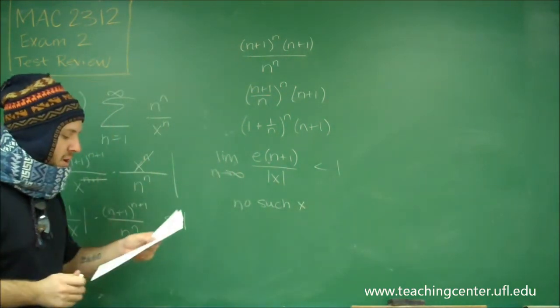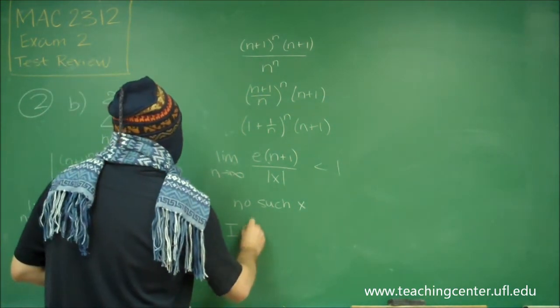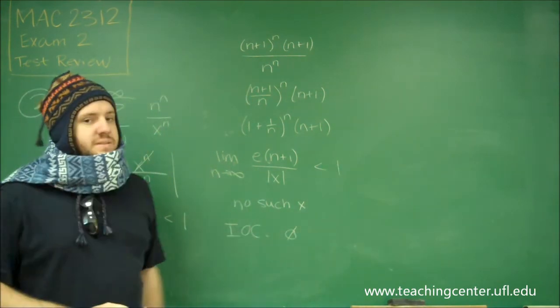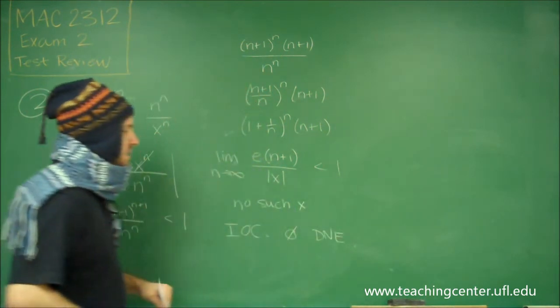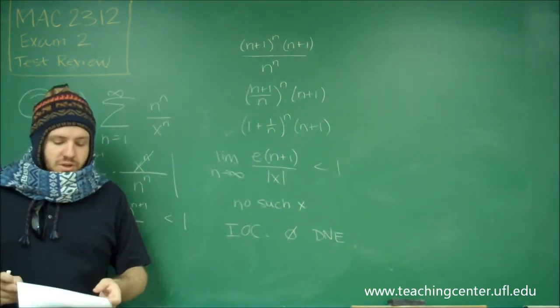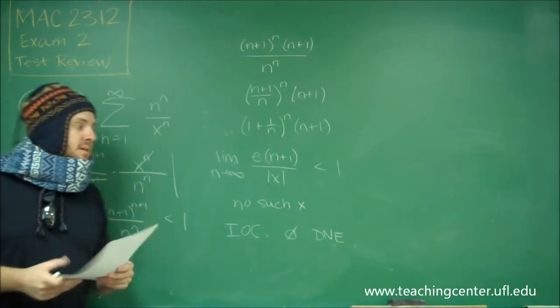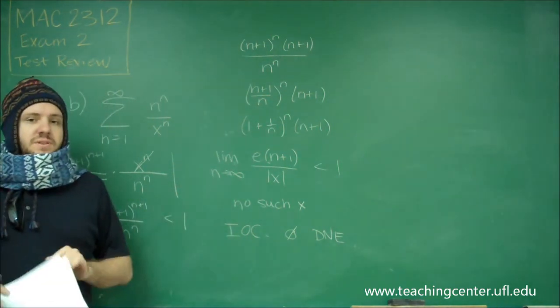So therefore, the interval of convergence, the IOC, you could write that as the empty set, or in other words, does not exist. There's no x that could make this converge. So our interval of convergence doesn't have anything in it. So we have empty set, or does not exist, for the interval of convergence for this series.